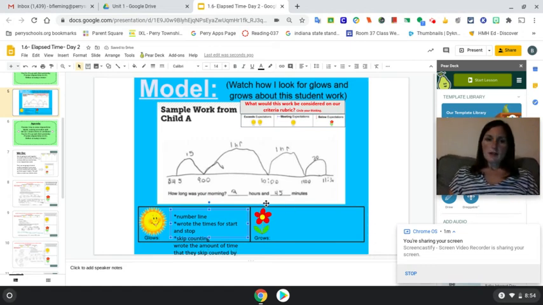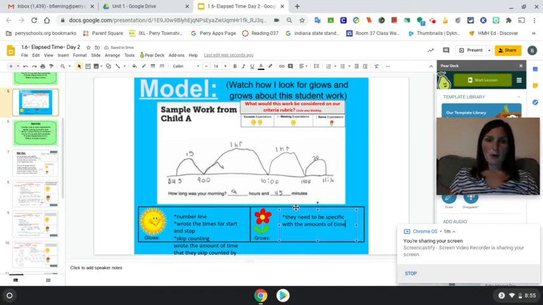Now, some things I see that they're missing. I assume that that's 15 minutes, but they never wrote that it was minutes. So I think over here in my grows, they need to be more specific. Need to be specific with the amounts of time.